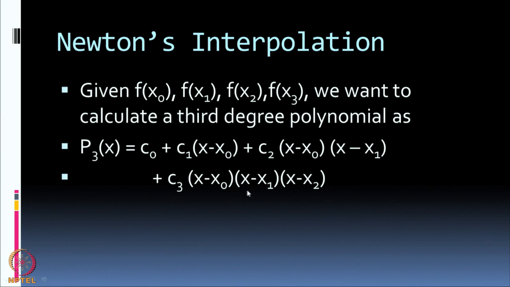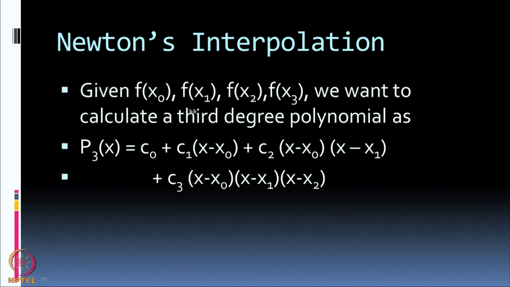The next one I want to consider is Newton's interpolation. This is slightly different from Lagrange interpolation. So, the formula is a lot simpler. Now, I want to consider a third degree polynomial. What is a third degree polynomial? x occurs to the third power. So, in my problem, 4 values of x are given, x0, x1, x2, x3. 4 values of the function are given, f(x0), f(x1), f(x2), f(x3).